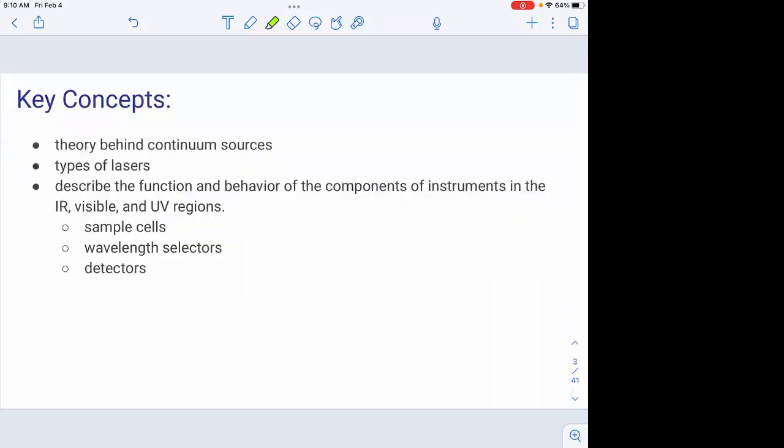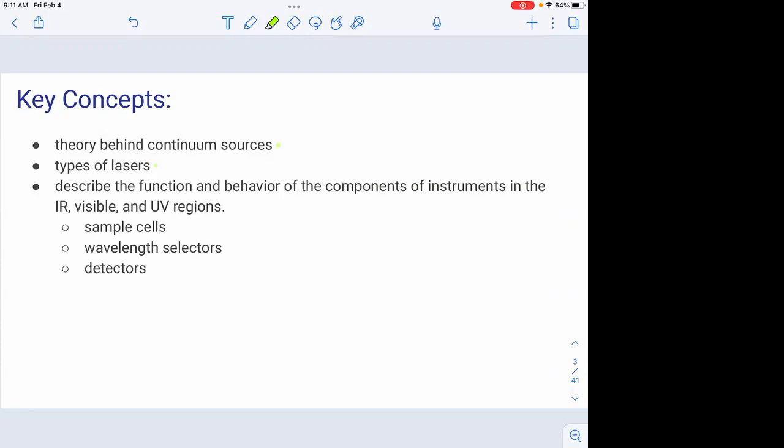All right, so keeping that in mind, let's look at what we're trying to do this video. We're going to do a little bit of theory behind continuum sources. We talked a lot about deuterium and xenon arc lamps as continuum sources last video, but we're going to go back and think a little bit more about blackbody radiators and in particular, a glow bar that's common in IR spectroscopy instruments. We're going to talk about types of lasers. We went pretty deep into theory here last time. We're going to talk about what kinds are available and why you might choose one over another.